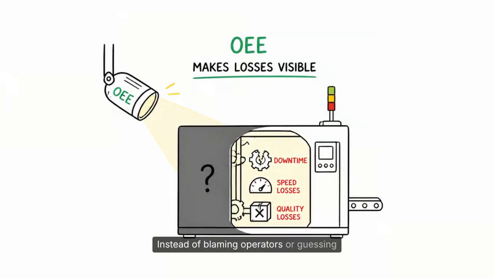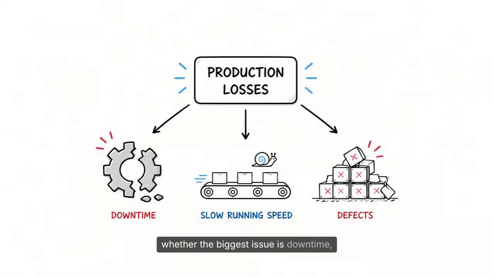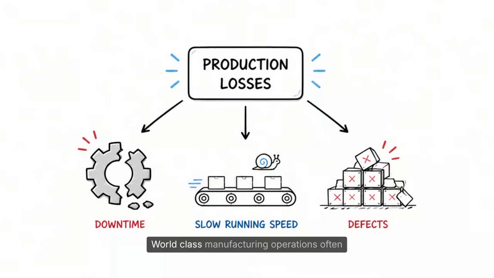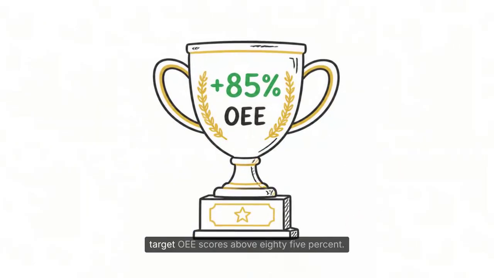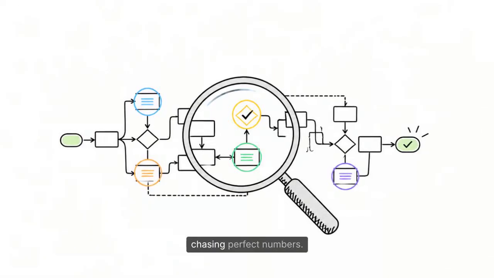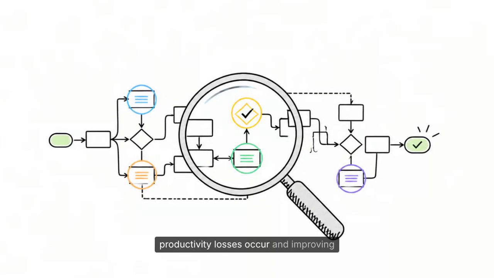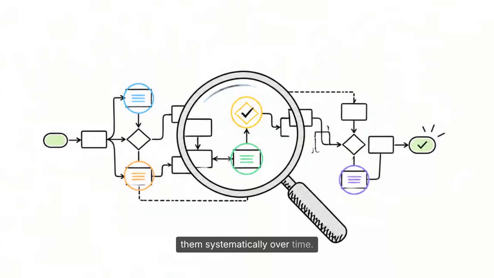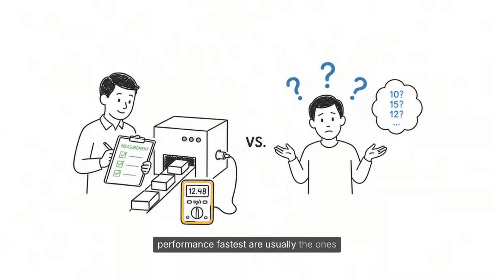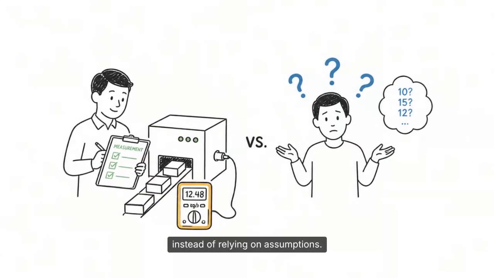Instead of blaming operators or guessing where problems exist, teams can identify whether the biggest issue is downtime, slow running speed, or product defects. World-class manufacturing operations often target OEE scores above 85%, but the real goal is not chasing perfect numbers. The goal is understanding where productivity losses occur and improving them systematically over time. The companies that improve operational performance fastest are usually the ones measuring equipment effectiveness honestly, instead of relying on assumptions.